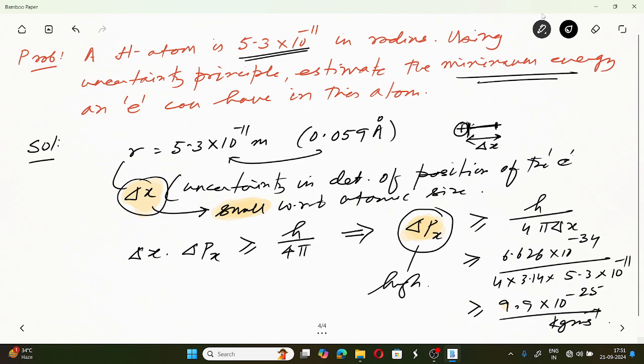Because if you calculate the momentum, you know it is mass into velocity. The mass is of the order of 10 to the power minus 31 and the velocity is of the order of 10 to the power 6 meters per second. So the order of this is 10 to the power minus 25 mv.